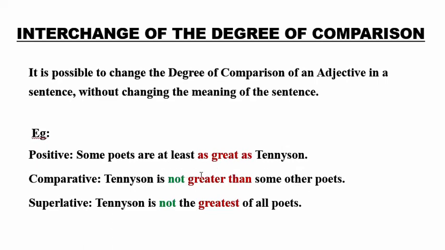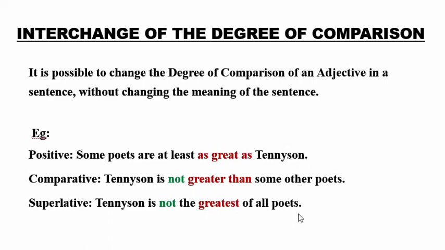That is, some other poets are equally great to Tennyson. No, Tennyson is not the only person who is a great poet. The meaning conveyed is the same, but we have used a negative, not, and also along with that, the positive degree of comparison great has changed to the comparative degree greater in the second sentence. And in the third sentence, the superlative degree is used, and also a negative form is used. Tennyson is not the greatest of all poets.